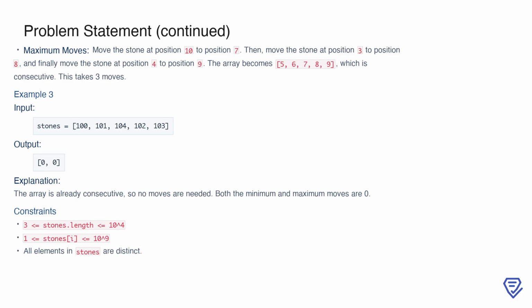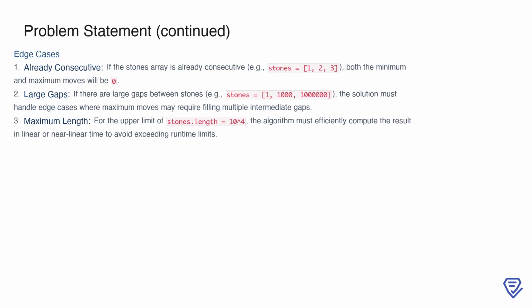Now, let's consider some edge cases and constraints to keep in mind. There are a few edge cases we need to consider for this problem. First, if the stones are already consecutive, such as stones equals 1, 2, 3, then both the minimum and maximum moves will naturally be 0 since no rearrangement is necessary. Another case involves large gaps in the stone positions, such as stones equals 1, 1000, 1 million. Here, the solution must handle situations where multiple intermediate positions need to be filled, particularly when calculating the maximum moves.